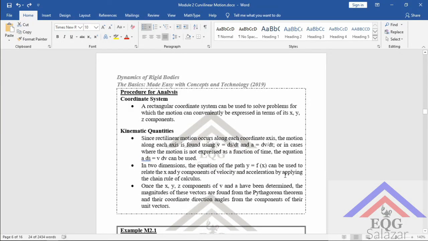Also, the procedure for analysis would be to establish a coordinate system, and when dealing with kinematic quantities, the motion equations that we derived in the previous module can still be used, considering that there are such things as constant acceleration or constant velocity. So you still have to be very careful about these things. To solidify our understanding, we will be solving an example.